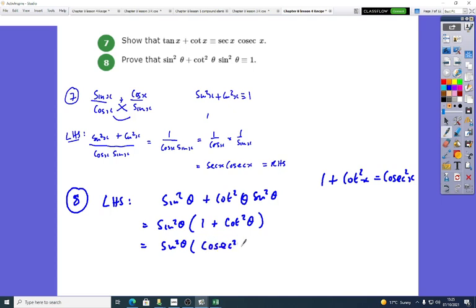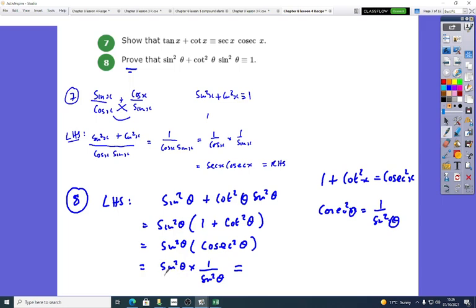Cosec squared theta. Now cosec squared theta is the same as 1 over sine squared theta. So that's the same as sine squared theta times 1 over sine squared theta. Because it says show or prove, you must put every step down. I know sometimes it looks quite trivial, but just state it out as if you described it to someone who doesn't know much maths.